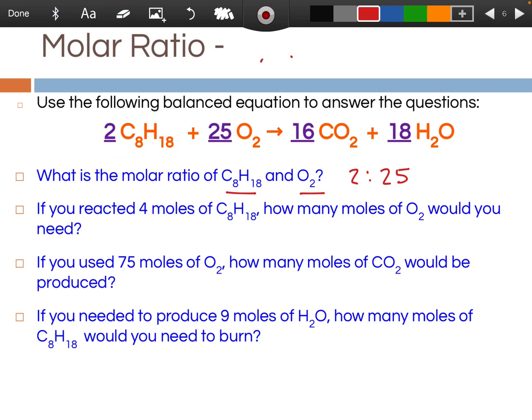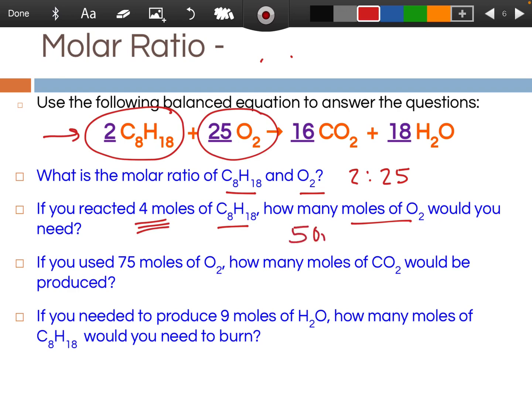All right, question 2 says if you reacted 4 moles of C8H18, how many moles of O2 would you need? So again, we're comparing these two substances. The recipe says for every 2 moles of C8H18, we would need 25 moles of oxygen. So if we double the amount of that first ingredient that we need, we would have to double the amount of oxygen that we would need. So this question would require 50 moles of O2.